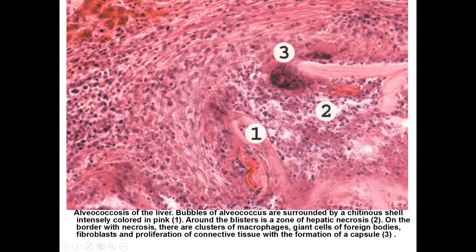Bubbles of the echinococcus are surrounded by a homogeneous shell, intensively colored pink. Around the blister is a zone of hepatic necrosis. Here, the area of necrosis. On the border with necrosis, there are clusters of macrophages. Here, the macrophage infiltrations. We see also some giant cells.